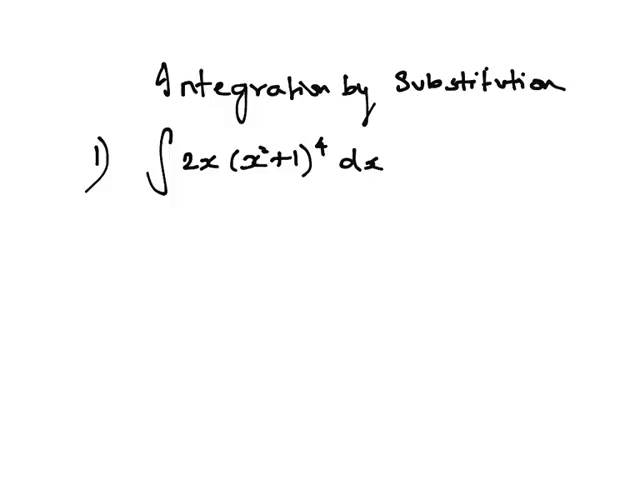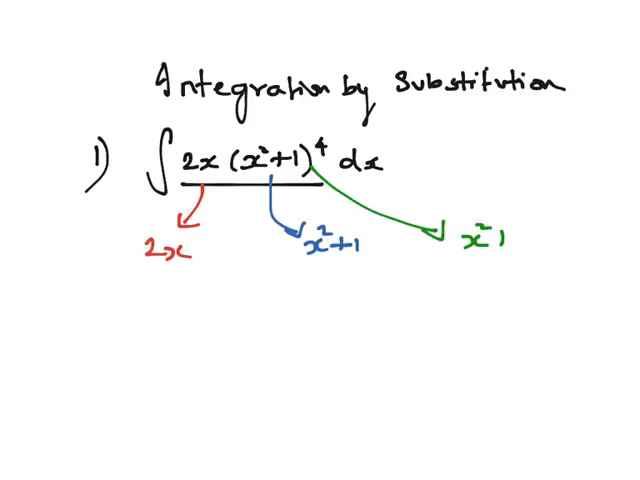Now, in this particular integrand that you see here, this is the integrand. There are three functions. Let's say the first one is 2x. The second one, if I take only the x squared plus 1, is x squared plus 1. And the third function is with the power, that is (x squared plus 1) raised to 4.